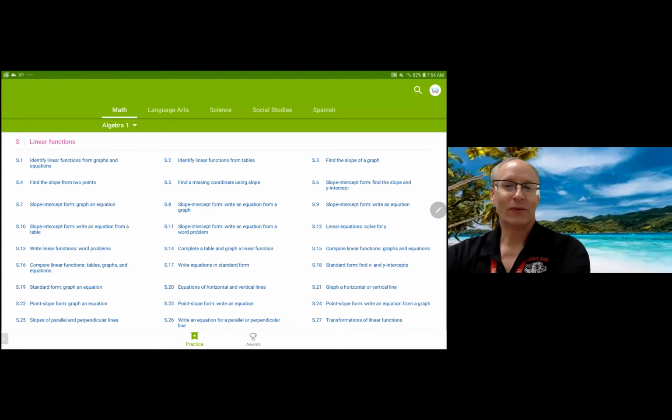Hi, everybody. We are still doing the linear functions, and I'm on section S4, which is finding the slope between 2 points. I assume they're going to give me 2 coordinates, and I'm going to find the slope between them. It is very important, everybody, that you practice your integers before you attempt this.